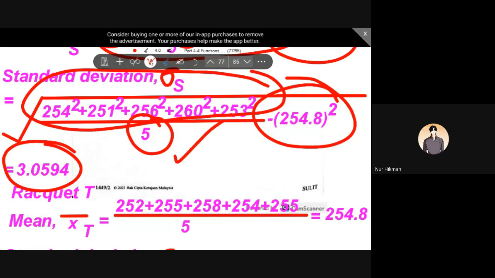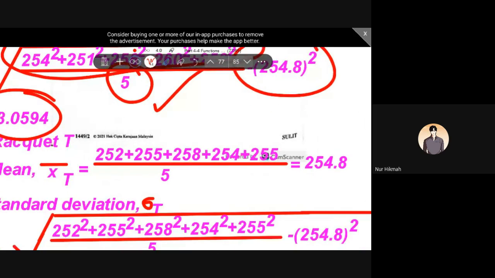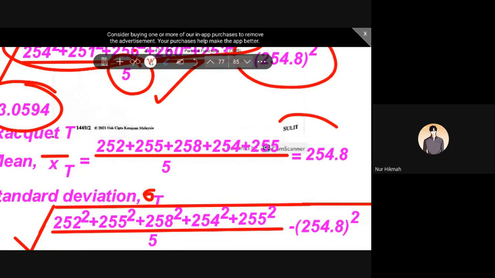Okay, so boleh faham macam mana saya dapat sisihan piawai bagi raket S? Can you all understand? This is the formula. This is how it works. So kamu ulang perkara yang sama untuk T. You do the same thing. Cari mean dulu. Sebenarnya dua-dua mean dapat sama sebenarnya.